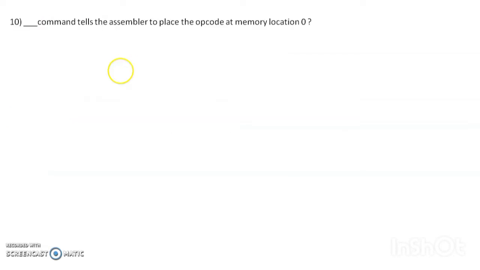Bit number 10. Dash command tells the assembler to place the opcode at memory location 0. The answer will be org. Org is nothing but origin. Bit number 11. Name some directives. Org, end. Org represents the origin of the code and end represents the end of the code, like the end of the program.